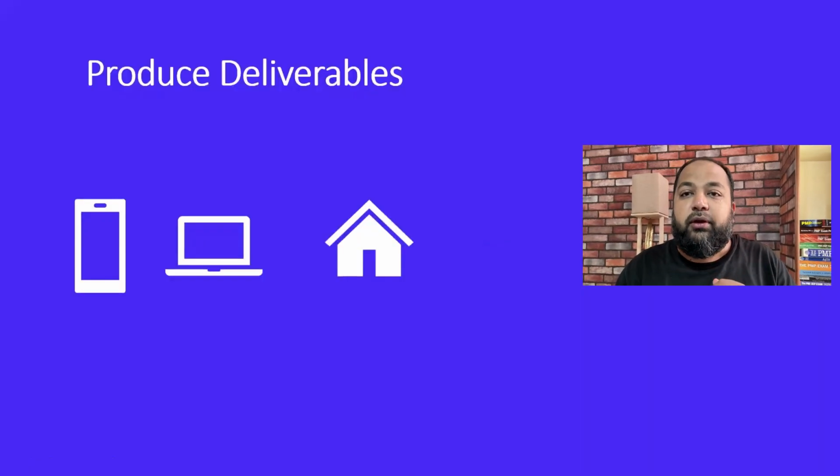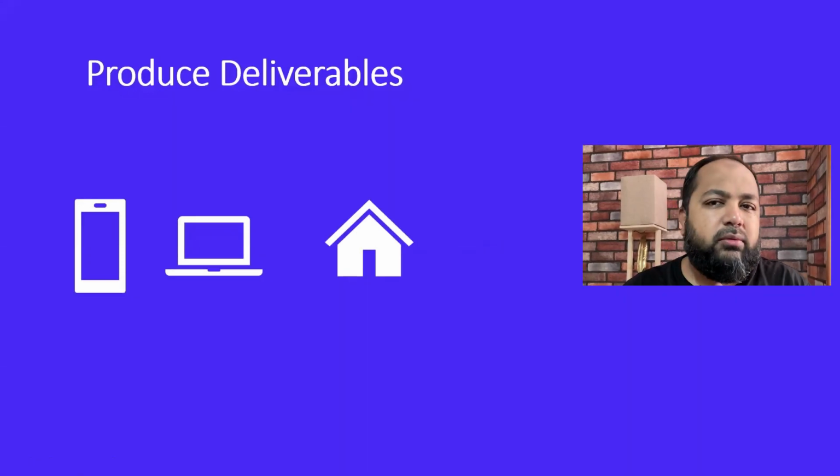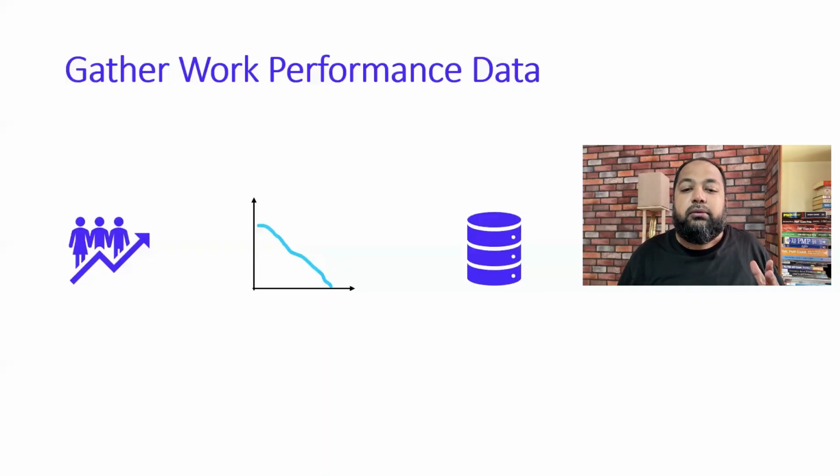Once you start working on delivery, you start producing deliverables. Maybe it could be a software, a mobile software, or an application development software, or maybe a system software, or if you're working on a construction project, it could be a home. So you're producing deliverables. Okay, what is the major output you're getting? You're producing deliverables, right? How you're producing deliverables, we'll also gather some data on that. Okay, so then after that, you gather a lot of data.